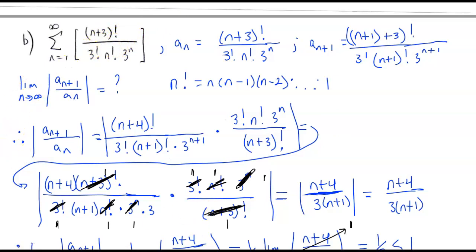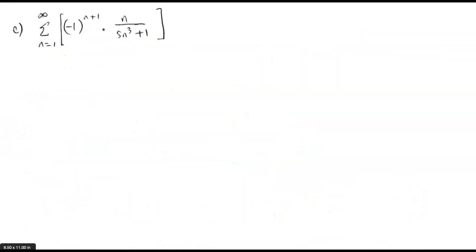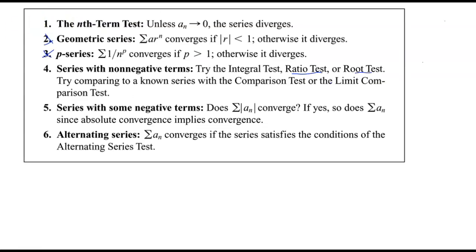All right, so let's move on to the next example. For our next example, we see that we have a series here, and it has this alternating factor for the signs. So automatically, if we go back and look at our checklist, we know that we may have to consider doing the alternating series test.